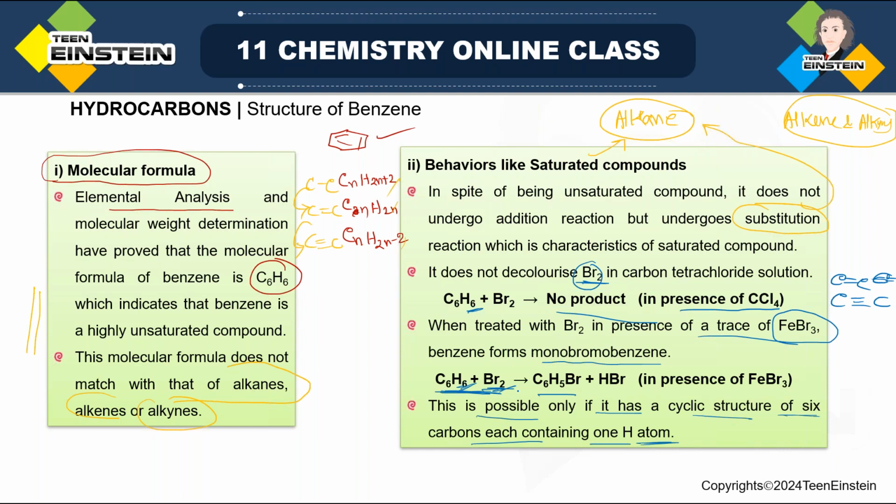And equivalent structure is possible only if it is cyclic. Because if it is not cyclic, there will be a terminal position, there will be a middle position, and then you cannot say that all the hydrogens are equivalent. It is possible only if it has some cyclic structure. So from these observations, we can reach the conclusion that it can have some cyclic type of structure, not an open chain like alkene or alkyne.